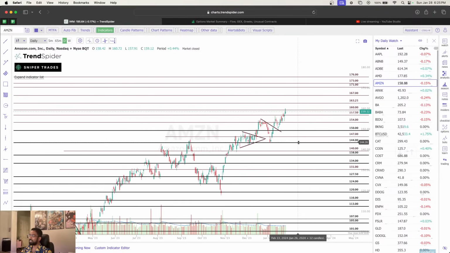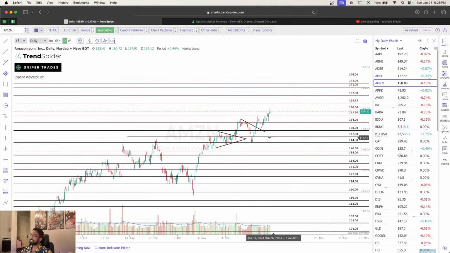Next one is Amazon. Finally kind of breaking out of that consolidation zone.